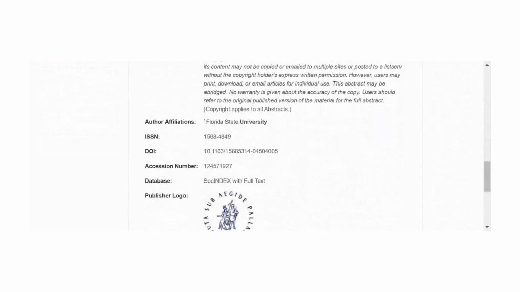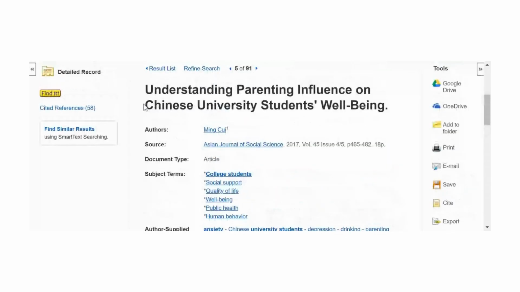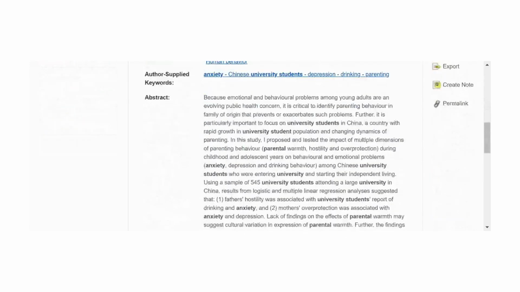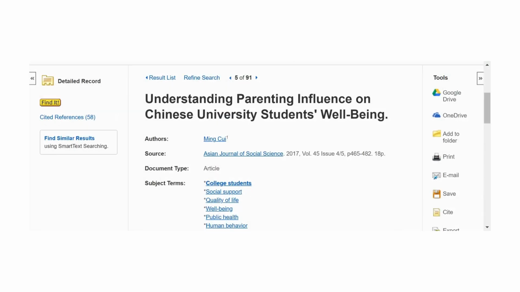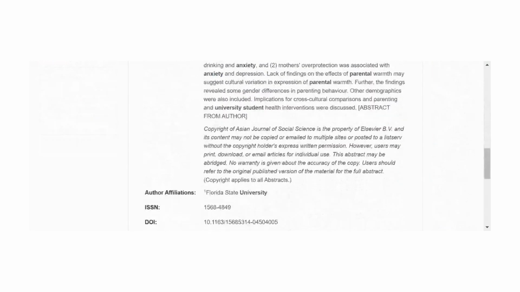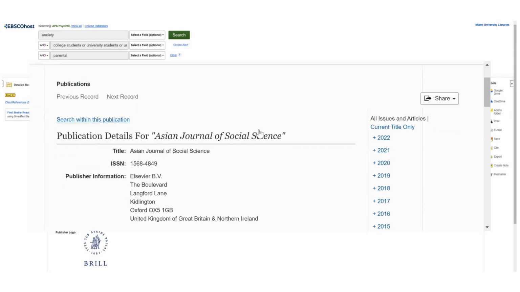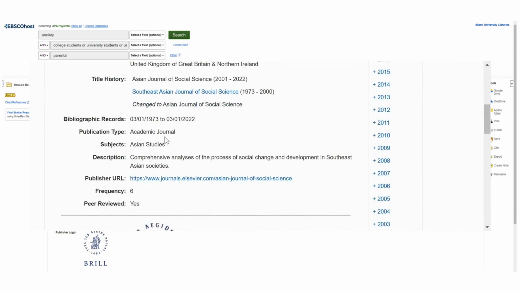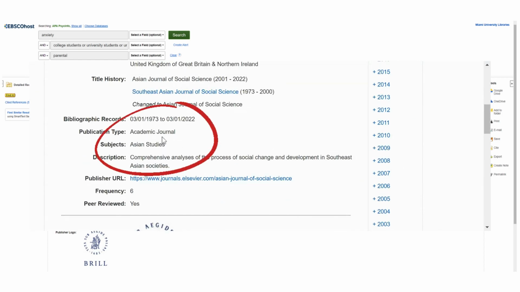Some of the EBSCOhost databases do not provide as much information as others, like this example. First, you will have to read the abstract and determine whether or not it is an empirical study or a review article, and therefore have gone through the peer review process. To determine if this is a peer review publication, click on the journal title. This will open up the publication detail. Under publication type, it should say academic journal.